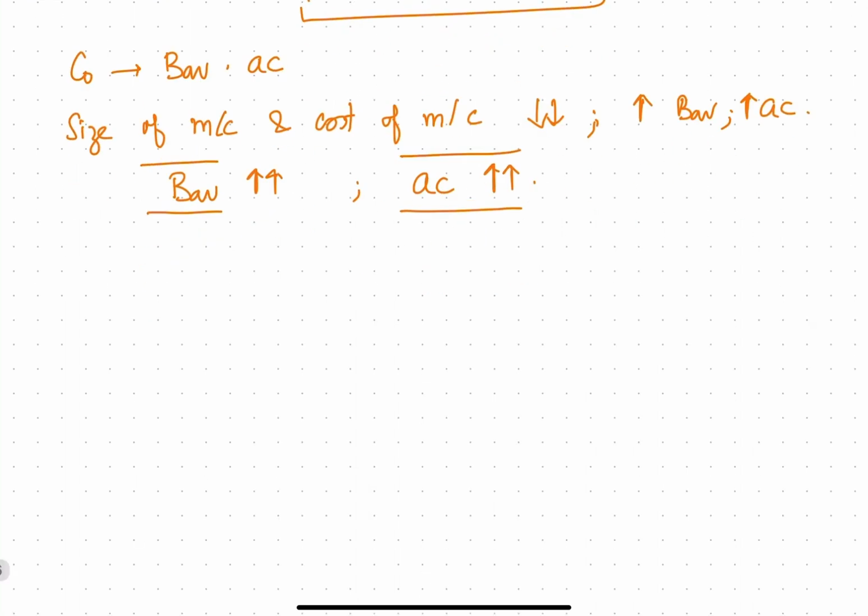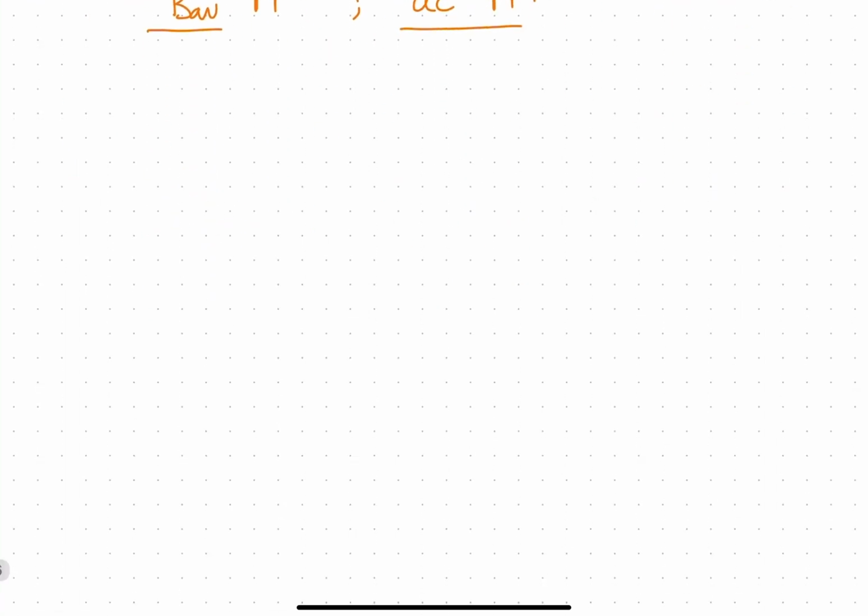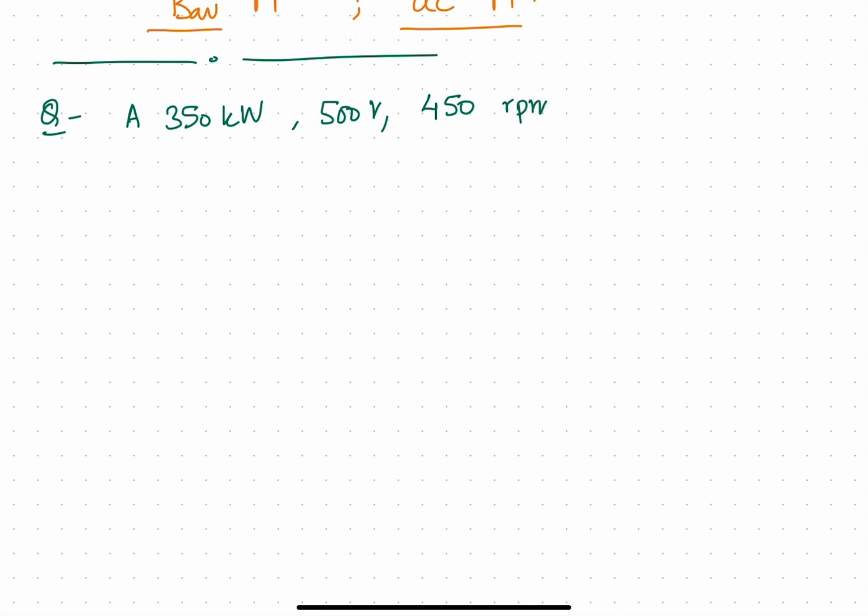So now let's solve some problems on whatever we have discussed so far. Let's say you have a question. You have a 350 kilowatt machine which is operating at 500 volts and has a speed of 450 rpm, and it is a 6-pole DC generator, and the armature diameter is 0.87 meter and the core length is 0.32 meters.